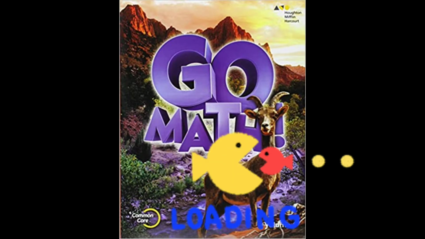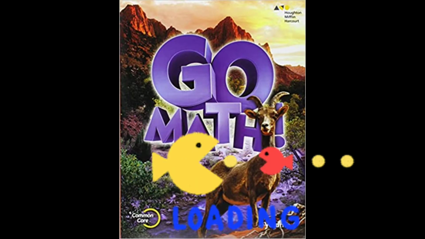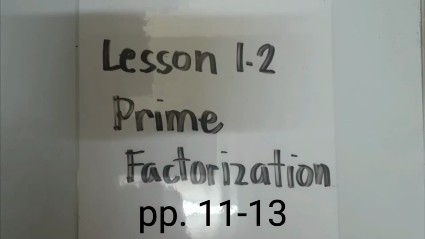Last time we discussed how to divide multi-digit numbers and we write remainders using an R or with a fraction. Now it's time to get your math book again, chapter 1. Lesson 1.2, Prime Factorization.